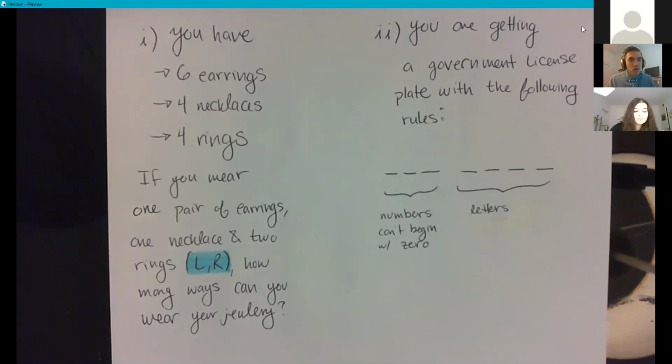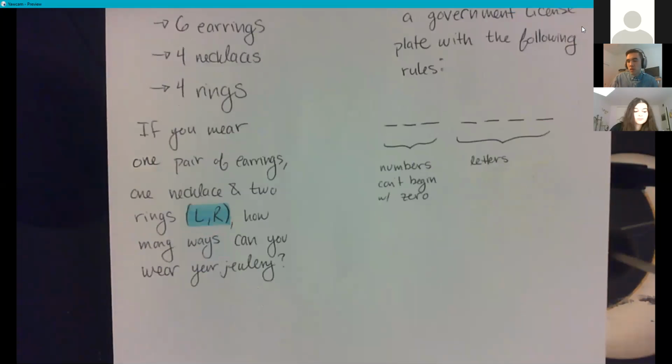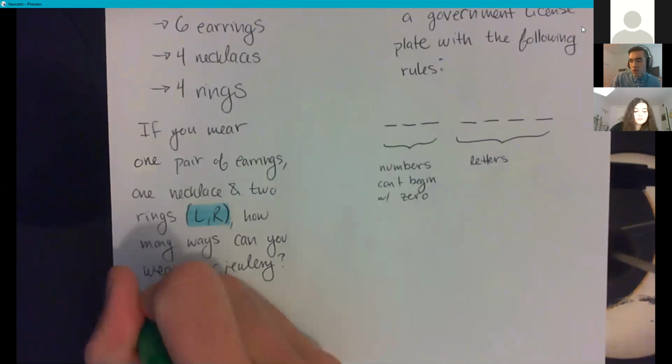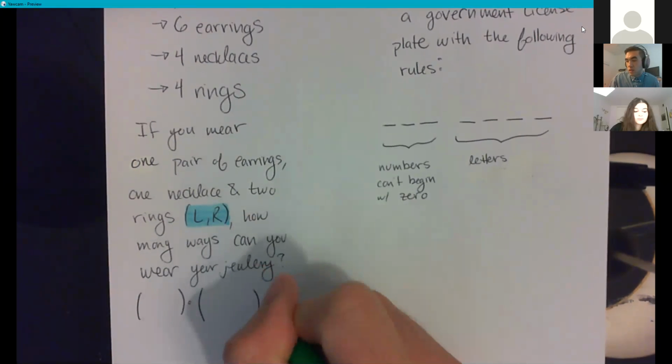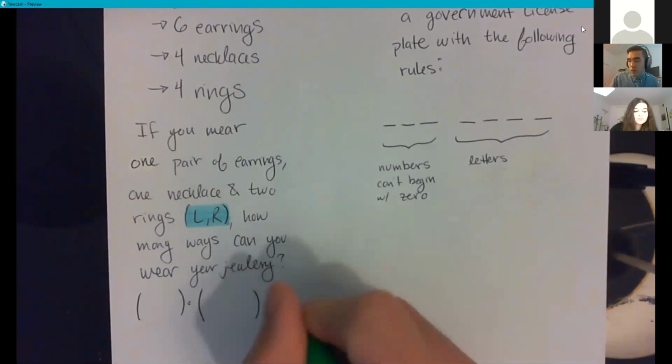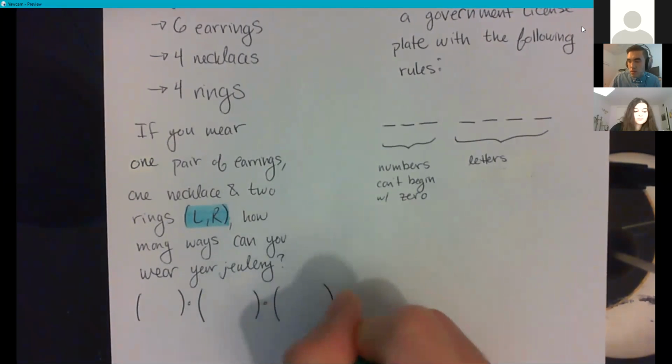So item number 1 here, you have 6 earrings, 4 necklaces, and 4 rings. And we want to try and figure out how many different ways you can wear your jewelry. So when it comes to trying to combine these 3 different things here, this is just a regular old multiplication principle question. So that is to say, if I want to know the number of ways that I can orient my jewelry, it's going to be the ways that I can orient my earrings multiplied by the ways that I can orient my necklaces multiplied by the ways that I can orient my rings.